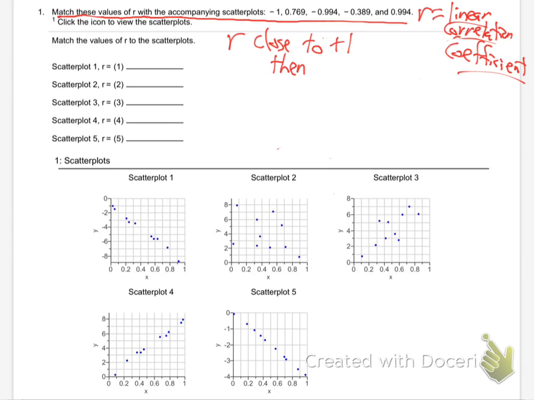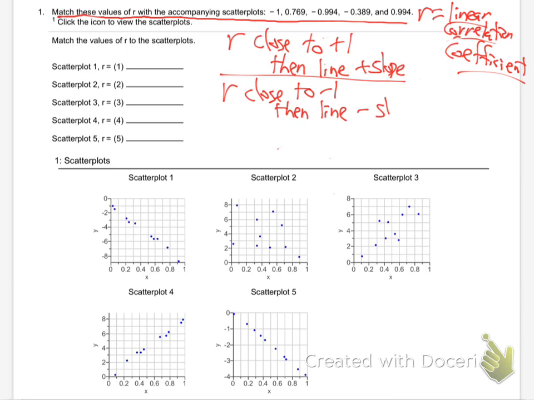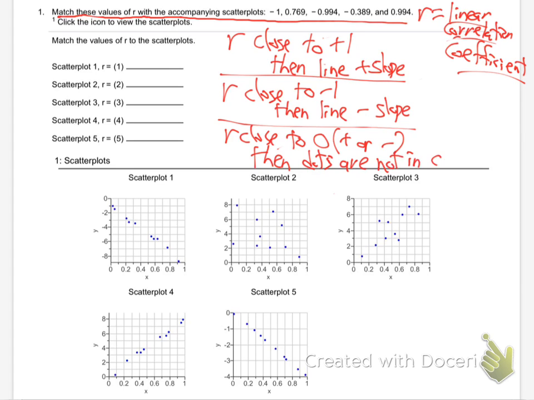then the dots go in a line with a positive slope. If R is close to negative 1, then it goes in a line with a negative slope. If R is close to 0, positive or negative, then the dots are not in any line. All right. Yeah, let's go through it.